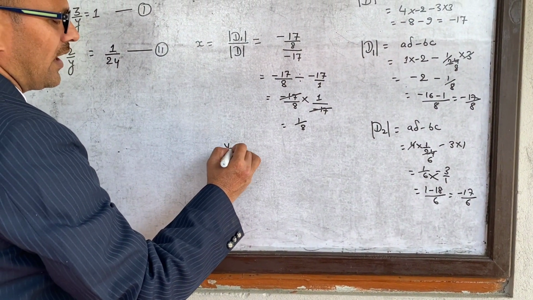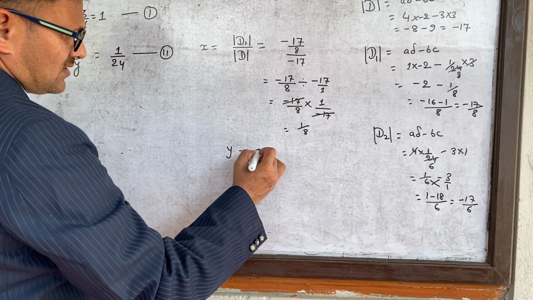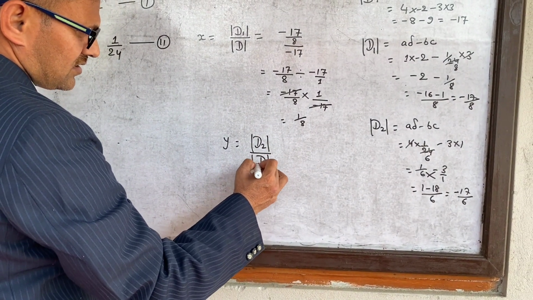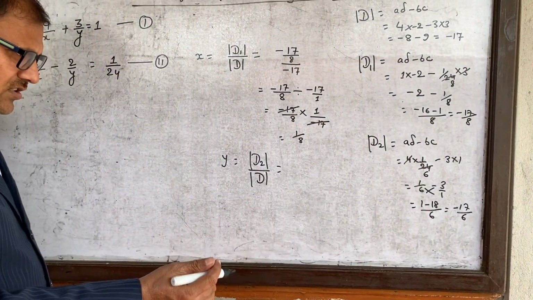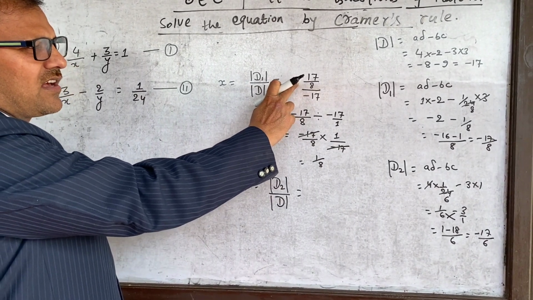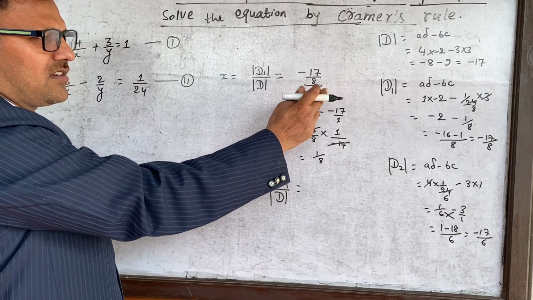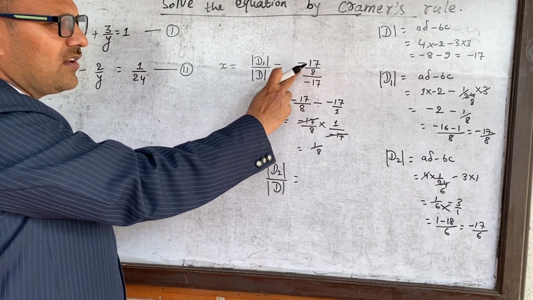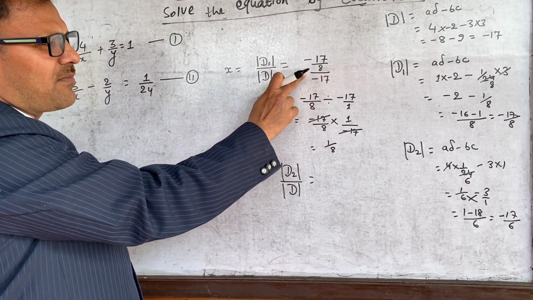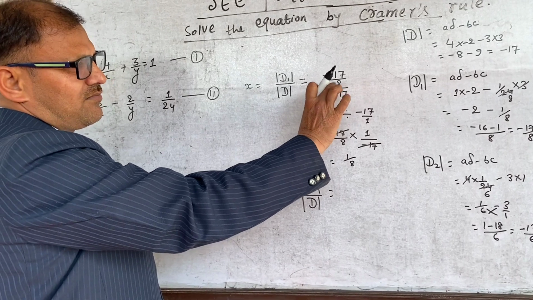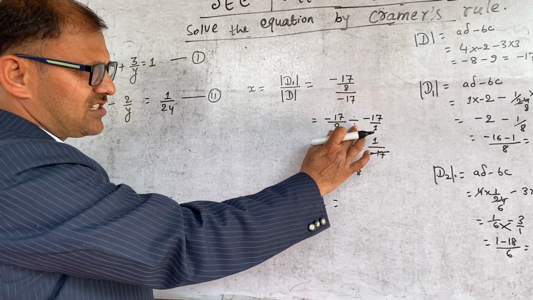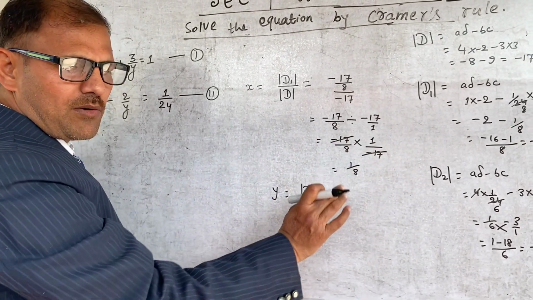Similarly, y is equal to D2 by D. Here you see x is equal to D1 by D, that means minus 17 by 8 by minus 17. You may get confused while doing this. While simplifying, this line says minus 17 by 8 divided by minus 17. That's why I have written it clearly. Now you take the reciprocal, you get 1 by 8.